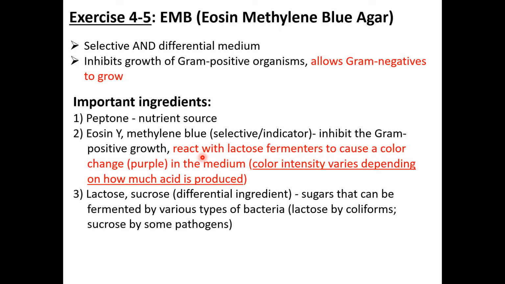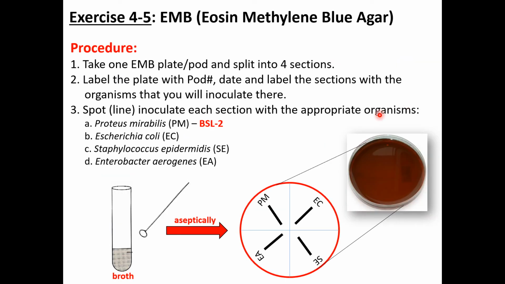The color change may vary from dark purple to kind of pinkish. So the more fermentation we see, the darker the growth turns. That's how we can differentiate and identify coliforms. So this is representing what the EMB plate looks like. It's a very dark red plate.